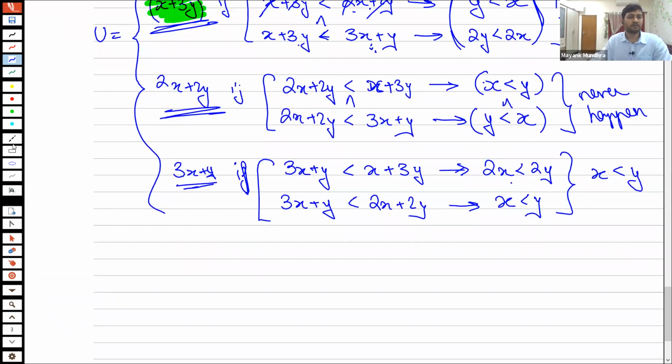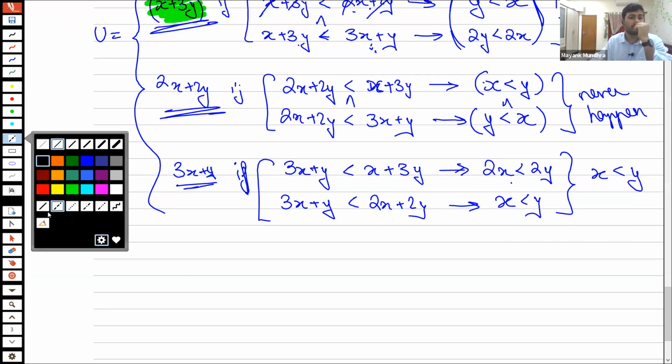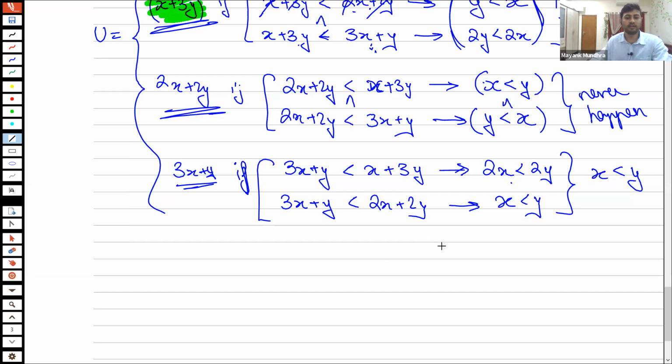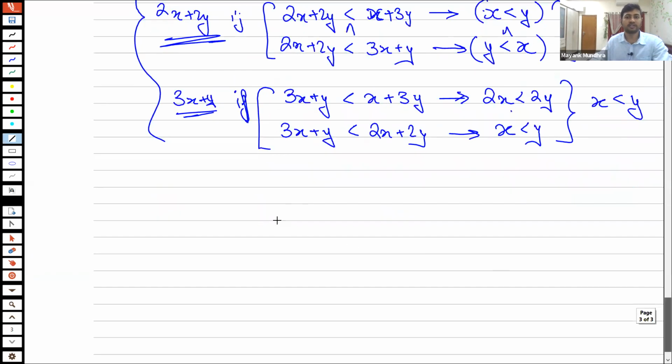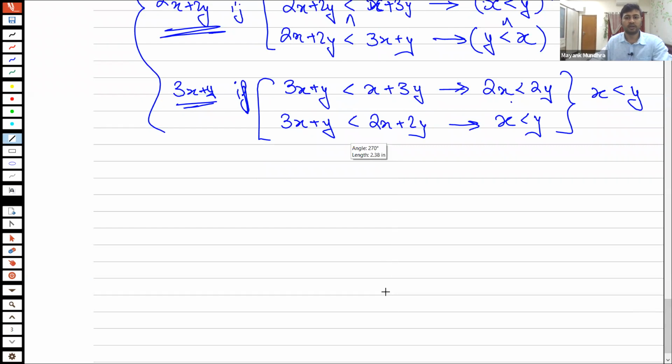So after this step, I'm ready to draw my indifference curves. I really just have one line to worry about, that is x equals y, because to the right of x equals y something is happening, to the left something else is happening. So I'll just draw one line, that is x equals y.